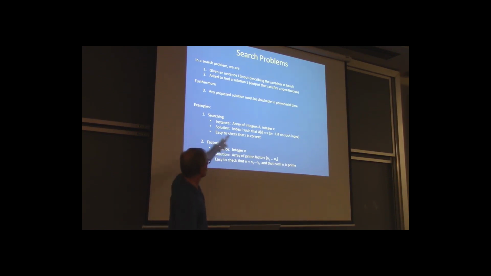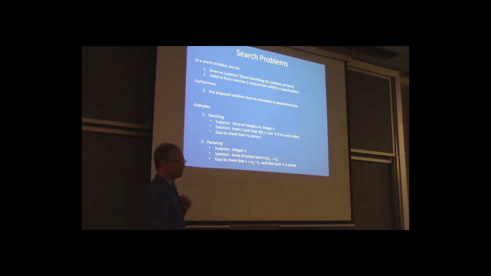A solution would be an index I such that a sub I is x. Is that easy to verify? Yeah. You just look in the array at index I and see if an x is there. So if someone says x appears in index I of this array, you easily check it. That's a search problem. It's easily checkable.